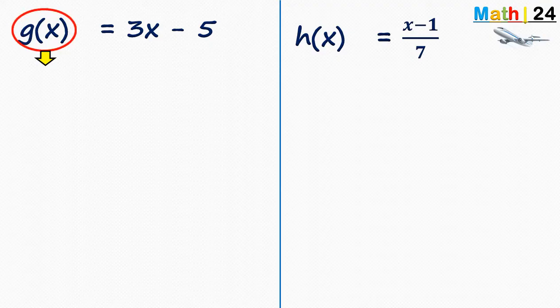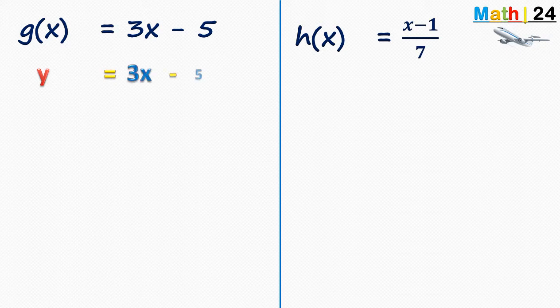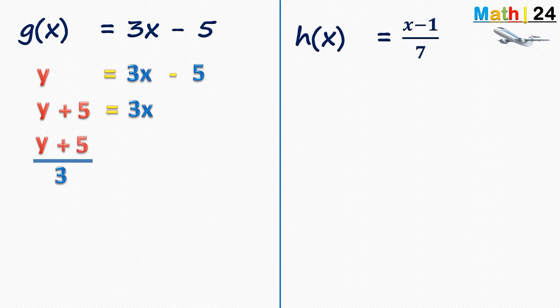Let's take another example. We have g of x equals 3x minus 5. So the first thing is to replace g of x by y. Then this is equal to 3x minus 5. We now bring the minus 5 to the left hand side. It becomes plus 5, equal to 3x on the right hand side. So we are now left with y plus 5, all that divided by 3, that is dividing both sides by 3. We are going to have x equal to y plus 5 on 3.